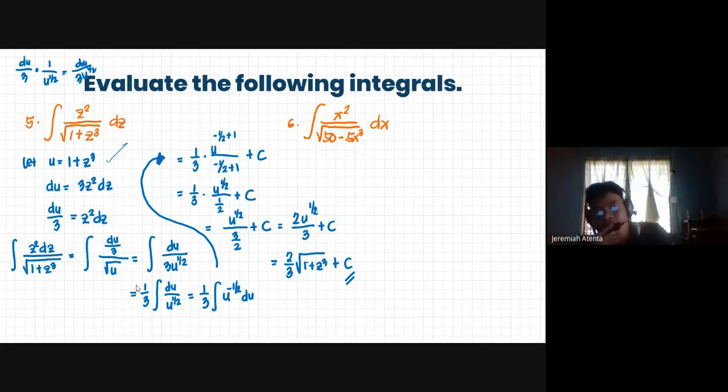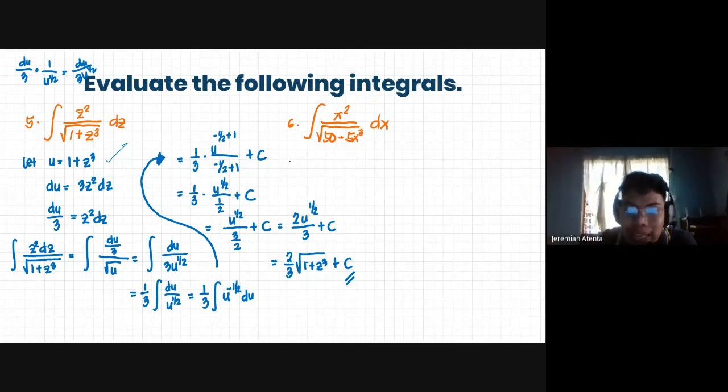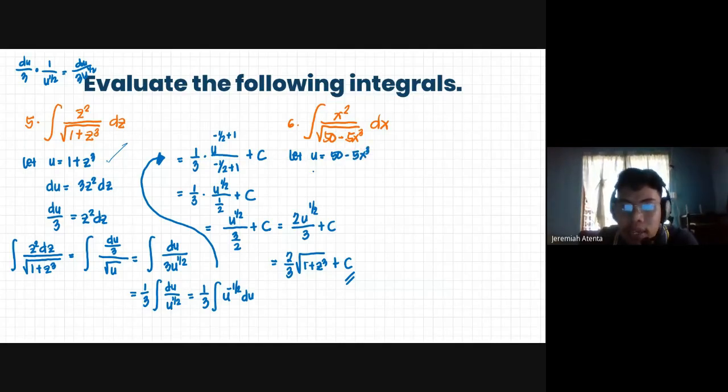Okay? Sige. Number 6, let's try na lang na si 50 minus 5x cubed yung ating i-let u. Okay ba? So for number 6, we will let u be equal to 50 minus 5x cubed. Okay? So du will now be equal to, what is the derivative, guys?